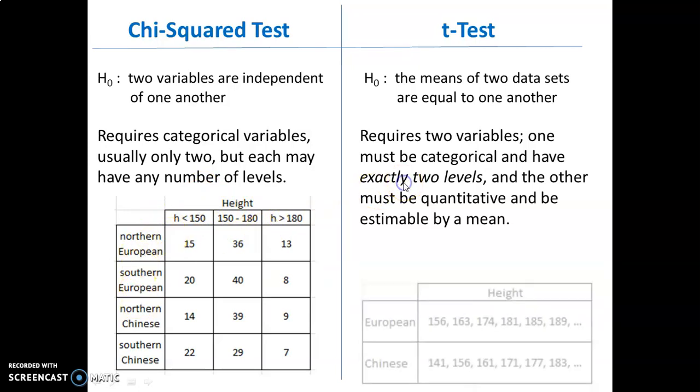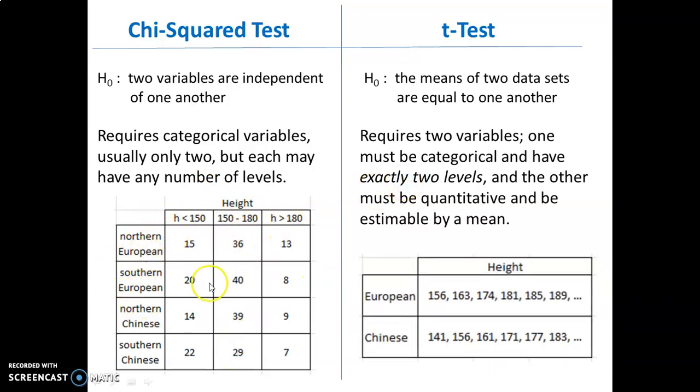Okay, in the t-test, if we looked at the same data, let's say, and we're looking at European heights versus Chinese heights, for the t-test we need to have only one category here, but only two levels. It says exactly two levels. So we took those four and we collapsed them into two levels. So just Europe versus China, and then the other must be quantitative. So rather than having counts of people by category, when we're doing a t-test, we just have all the raw data. So I just put all the heights in there. So that's important for a t-test. It's just the raw data.